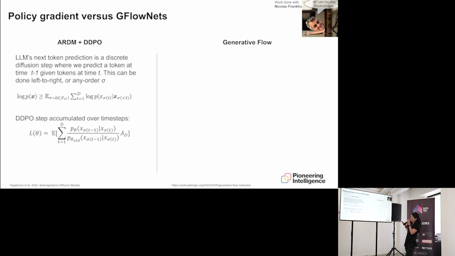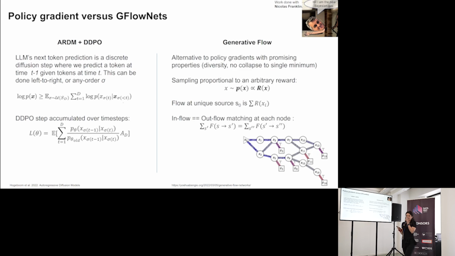So generative flows. Generative flows do not pre-train a policy and then fine-tune it. They already bake the reward distribution into the generative process. This is work done by Yoshua Bengio's lab. I think it's actually first and last author Bengio. I think it's his son who's the first author, and he's last author. So generative flows are an alternative to policy gradients with promising properties. They promise to be more diverse, and most importantly, they promise to not collapse to a single minimum. You should read the papers, I'm not going to go over all the details.